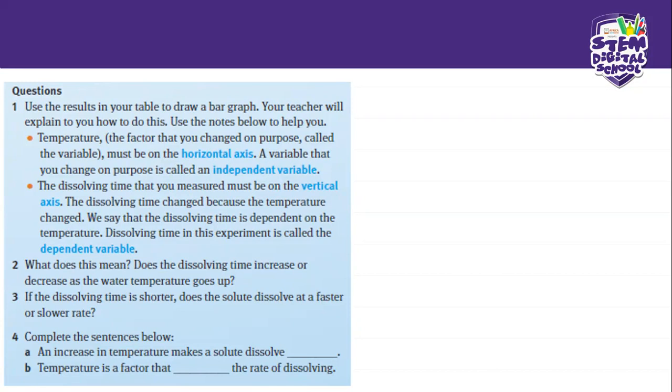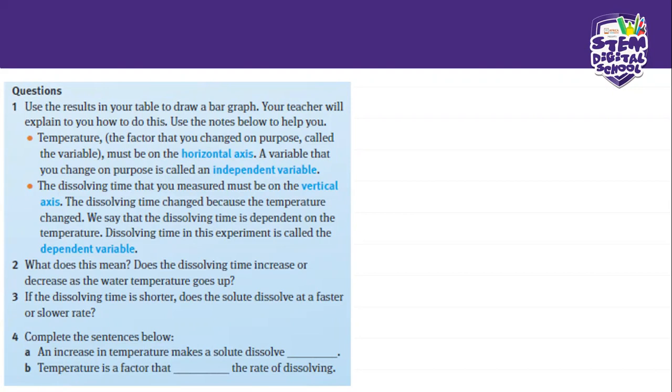Okay. And then the dissolving time that you measured must be on the vertical axis. The dissolving time changed because the temperature changed. We say that the dissolving time is dependent on temperature. So dissolving time in this experiment is called the dependent variable. This one is on the vertical axis, and remember, vertical axis is up and down.